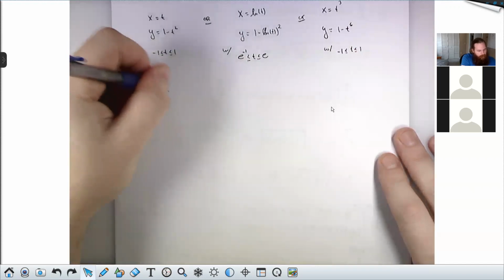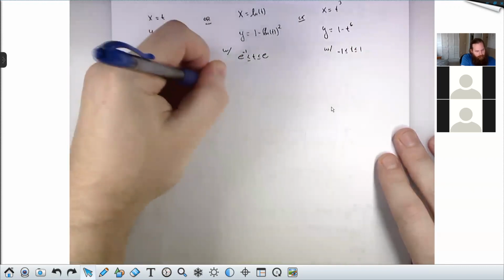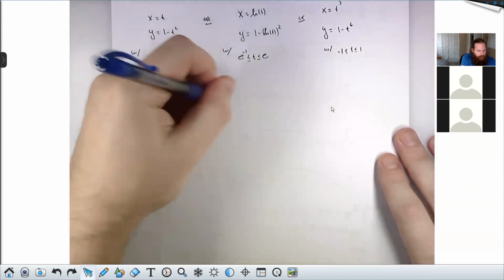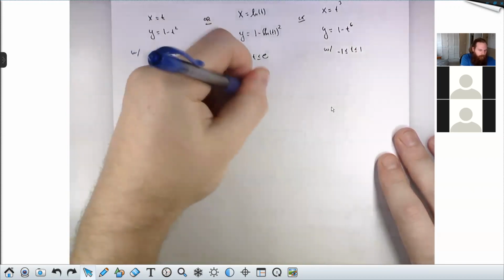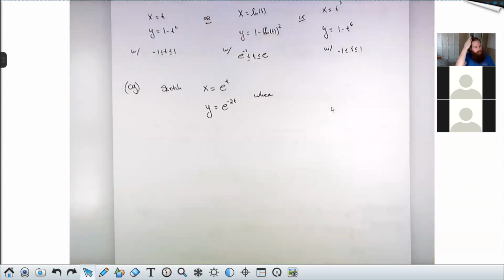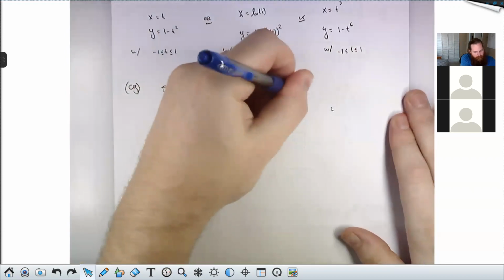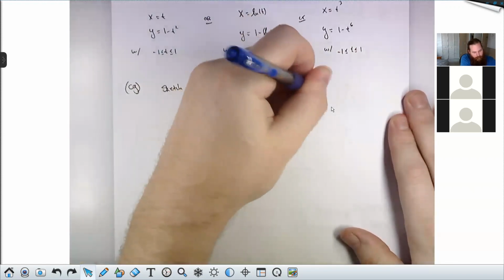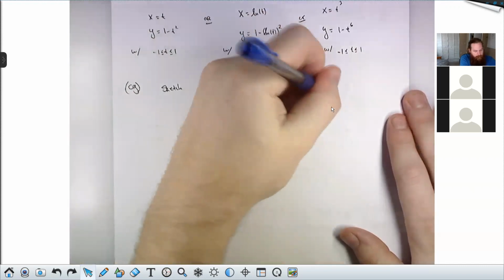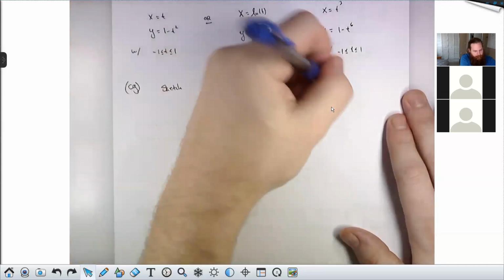So sketch x equals e to the t and y equals e to the negative 2t, where, what do I want to do with t? Let's have t run from 0 to like natural log of 5.